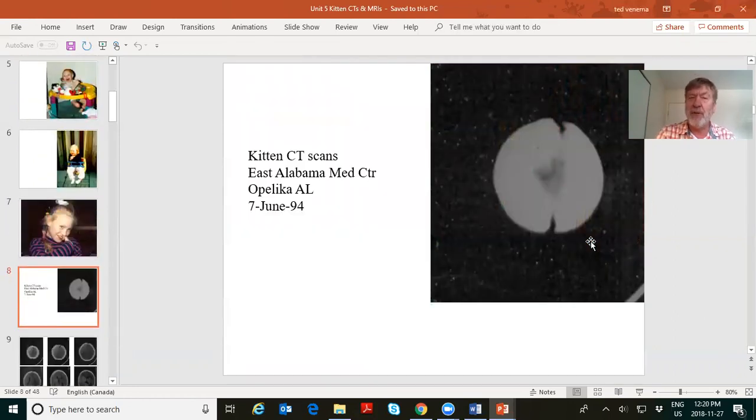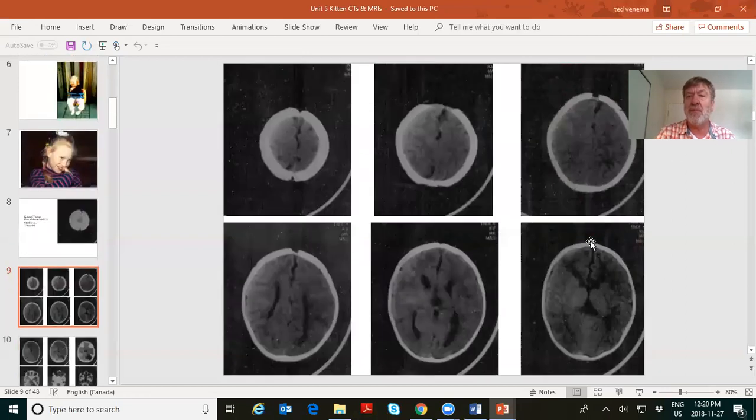CAT scans from the East Alabama Medical Center. You can already see that there's asymmetry there from the top. Look at, just like with mine, as you cut through deeper and deeper, you can see how things are asymmetrical. You can see that pumpkin face again. These dark areas, by the way, are not gray areas. Those are filled with cerebral spinal fluid. Those are called ventricles. Your brain has holes in it, like 4 of them.